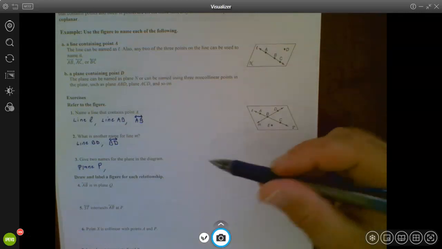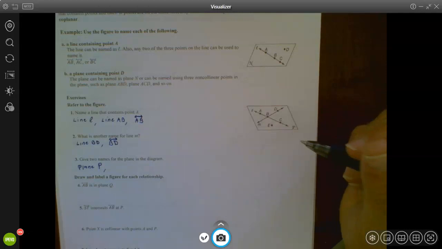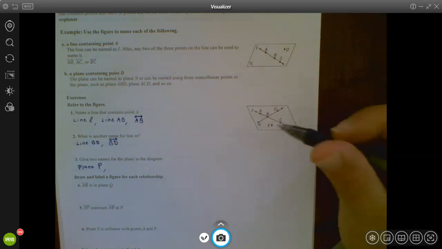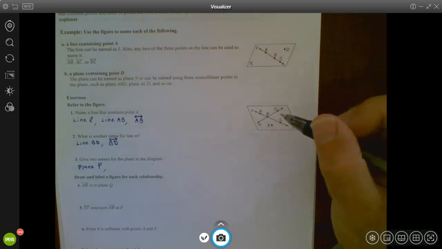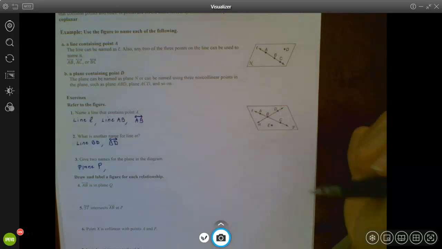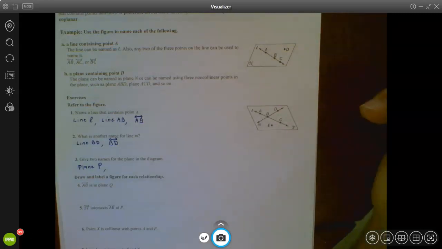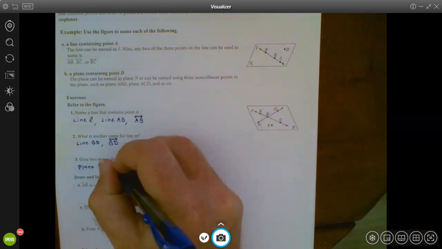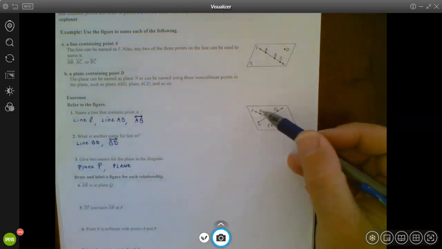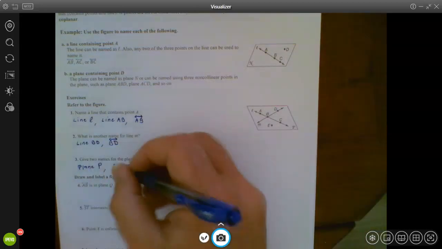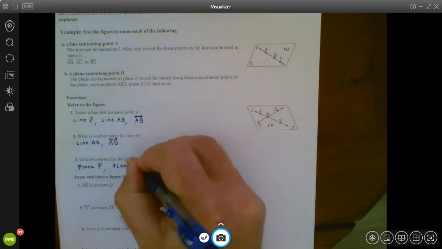So in order to name a plane, I need 3 non-collinear points. So you could say A, B, E. You could say D, C, B. Any 3 letters or any 3 points on this plane that are not in a straight line. So we could say something like plane, let's say A, B, E. And so those would be the two good ways to write a name for that plane, just to identify what it is.